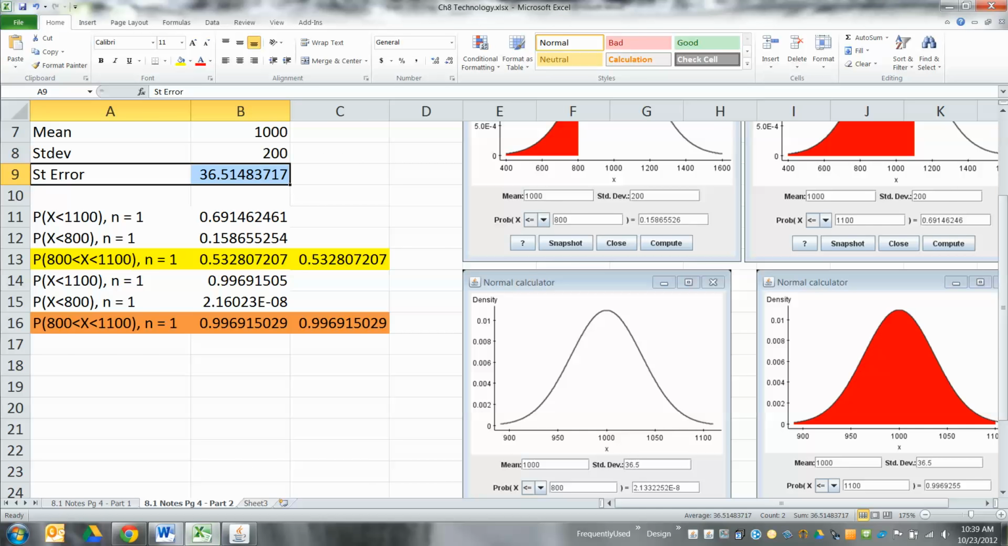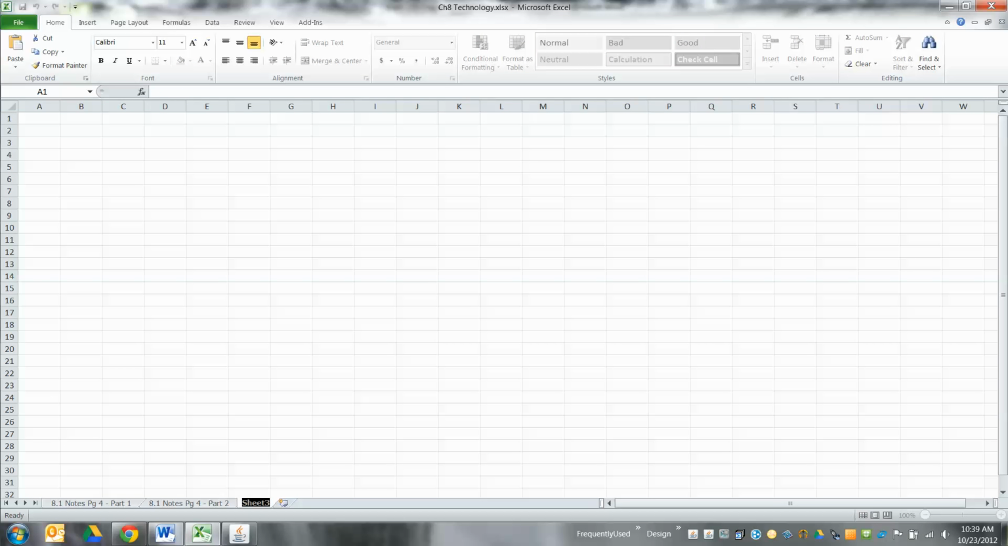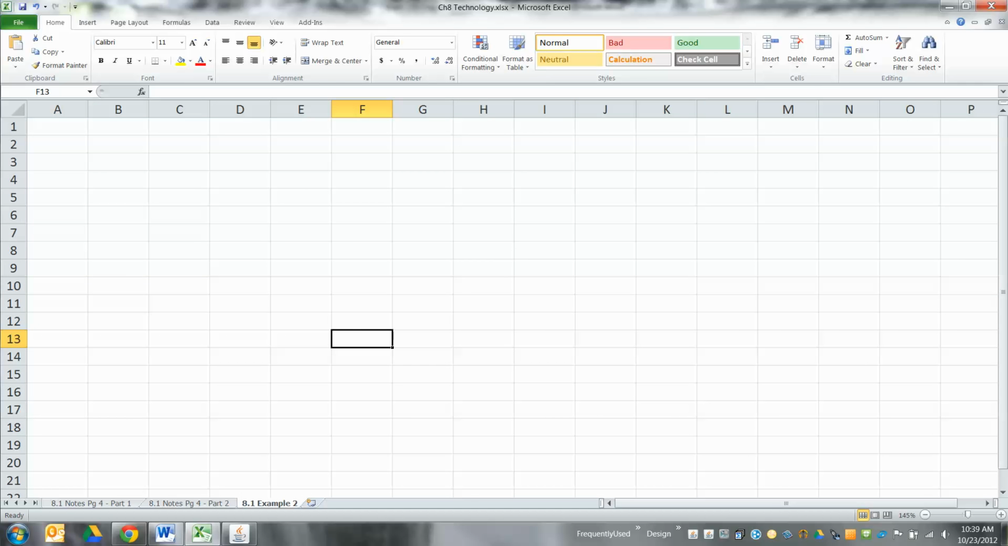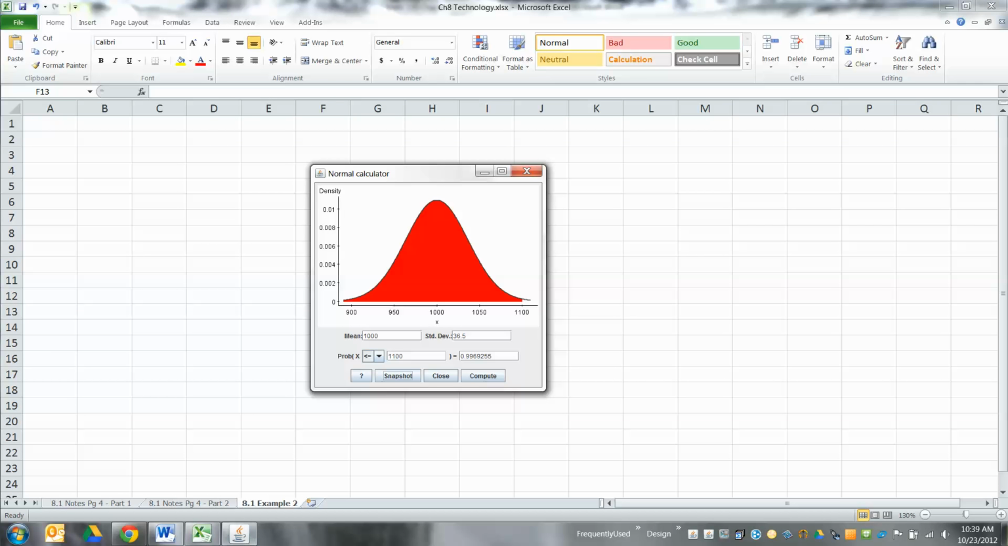All right, we're going back to Excel. Okay, so this is 8.1, example 2. And while I'm on the subject, I'm going to save this. I've already labeled it technology, but I'm going to save it again. That way I've got it. All right, now central ones are the worst, but that's what we're going to have to do.